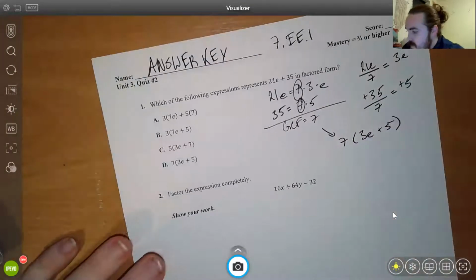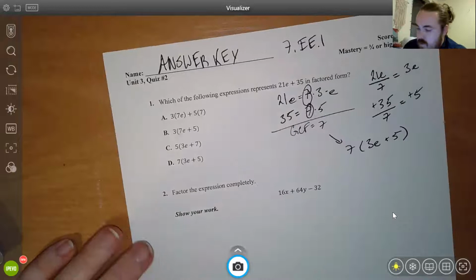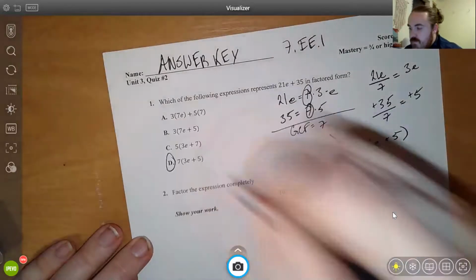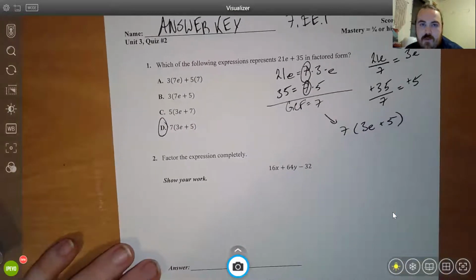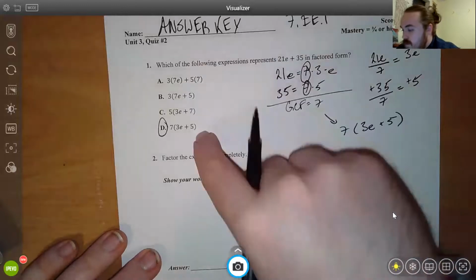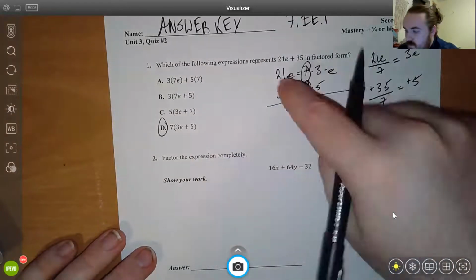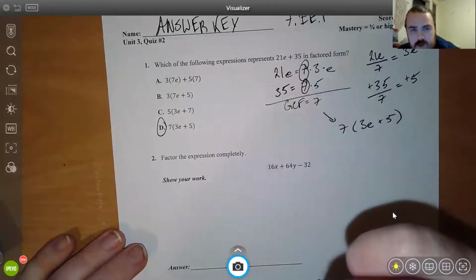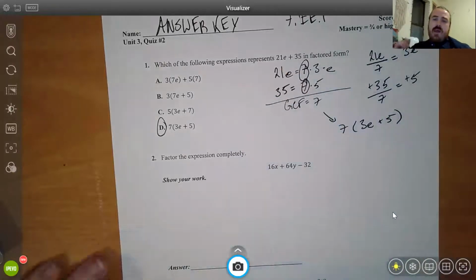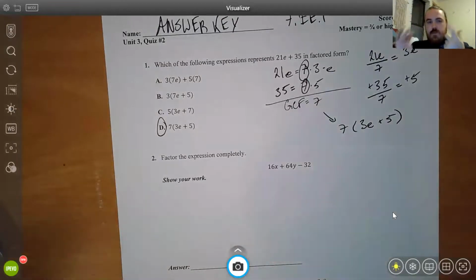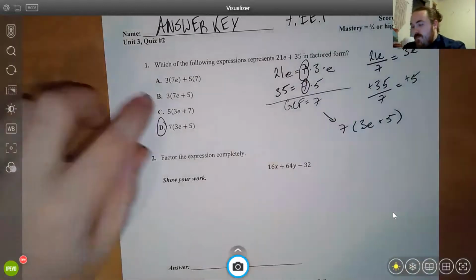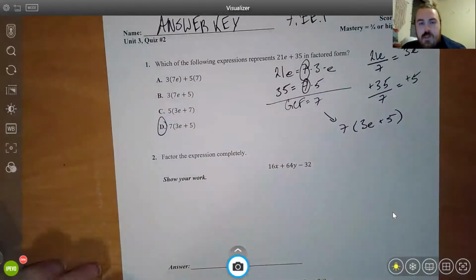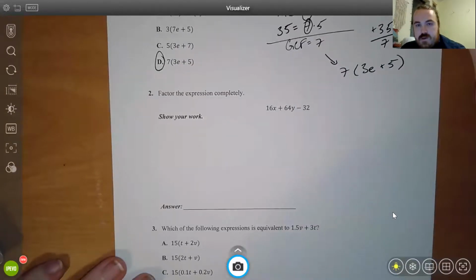All right, so which answer is that? That's D. Again, if we did it out, we'd see that both A and D actually equal this. But in factored form, that's when you have a number outside parentheses. So A is not in factored form. You don't have a number outside a sum in parentheses. You just have an equivalent expression.